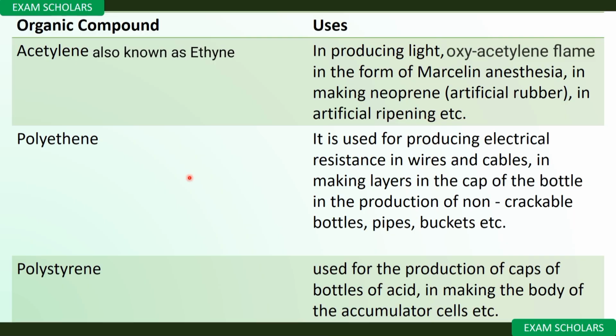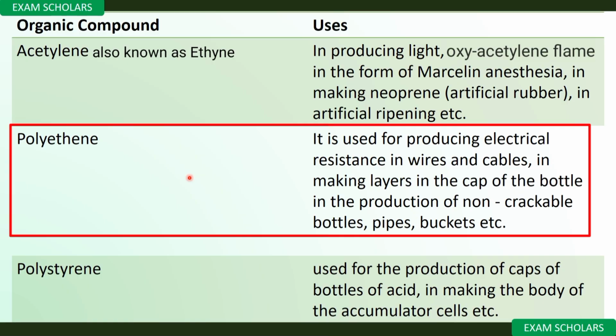Now to polyethylene. We have polymer of ethylene. Now this can be used for making electrical resistance in wire. The part of wire, that insulator on wire, most of it is made using polyethylene. Now polyethylene, also known as polythene, can be used for making nylon, bottles, pipe, bucket. Now they are used in the production of non-crackable bottles that cannot crack.